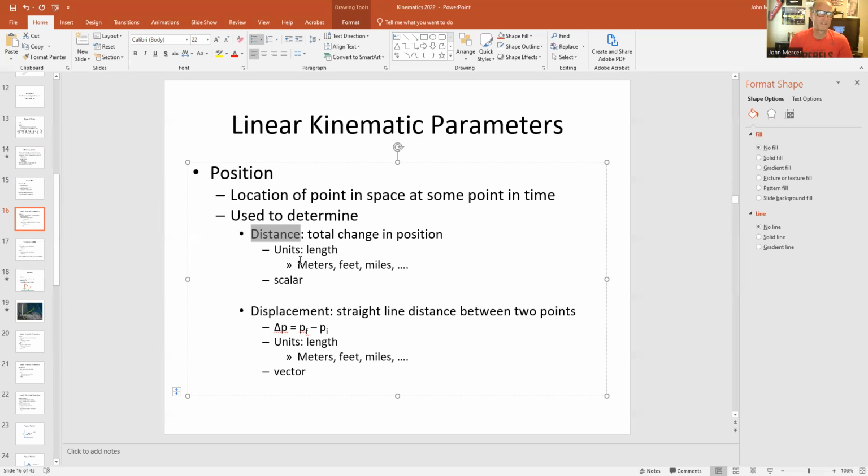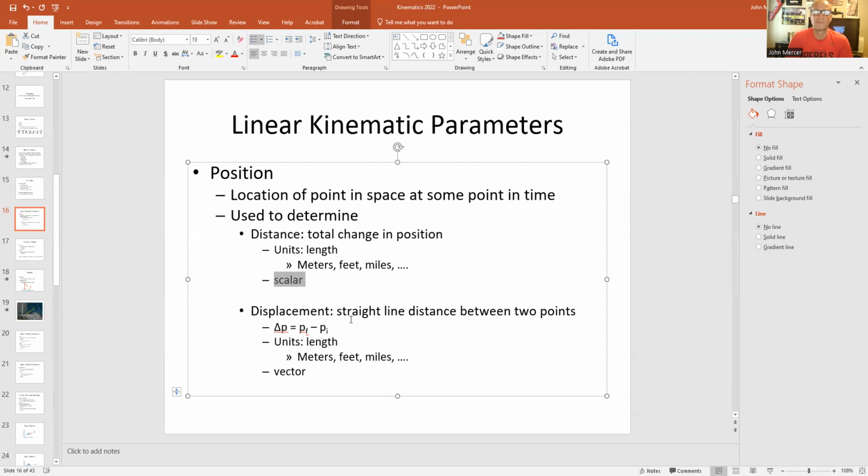The units of distance are units of length: meters, feet, miles, yards, inches, centimeters, whatever it is. What's important, and I'm going to describe this a little bit more, is that this is a scalar. A scalar is any parameter that's represented by magnitude only. Distance is a scalar. It only tells you how far we've traveled.